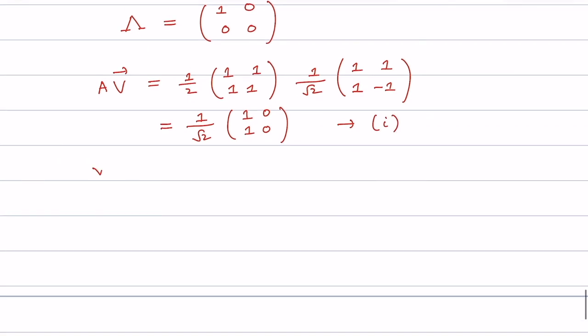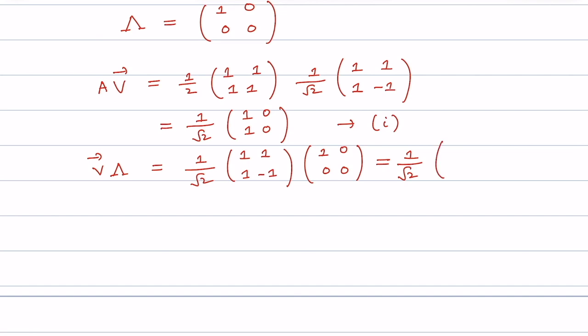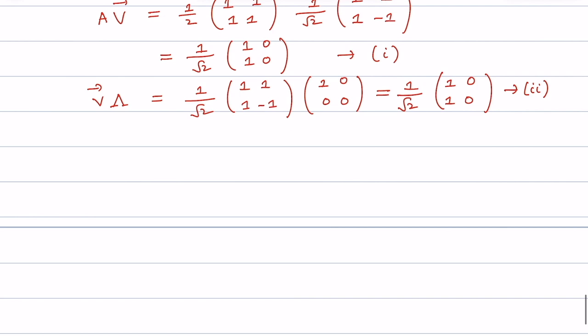And now if I multiply V and capital lambda, where V is 1 by root 2, [1, 1; 1, minus 1] and capital lambda is [1, 0; 0, 0], you will get, as a result of the matrix multiplication, 1 by root 2, [1, 0; 1, 0]. Let me say this is equation number 2. As you can see, equation 1 and 2 match, so they are equal. So this implies, with this example, I have just proved that AV is equal to V capital lambda. This is a very important relation and very useful.